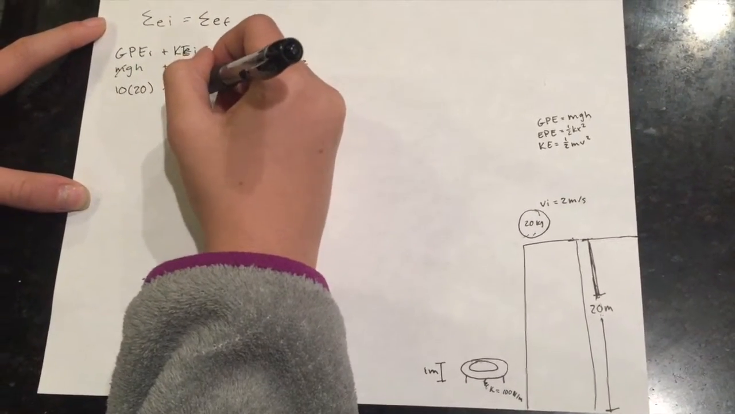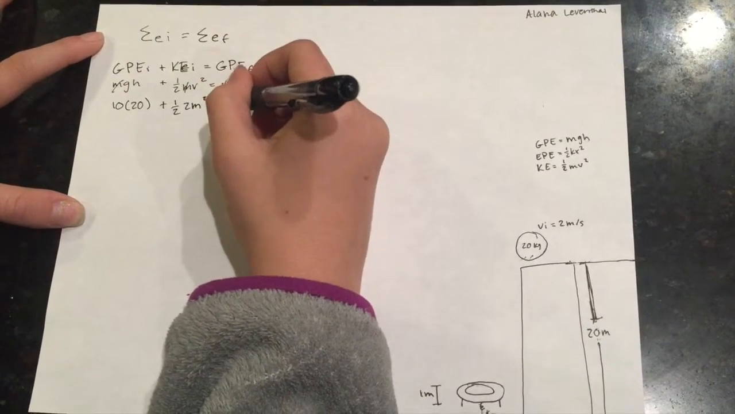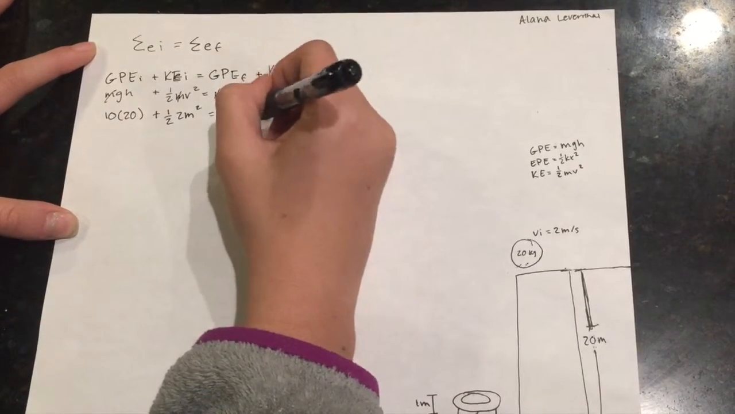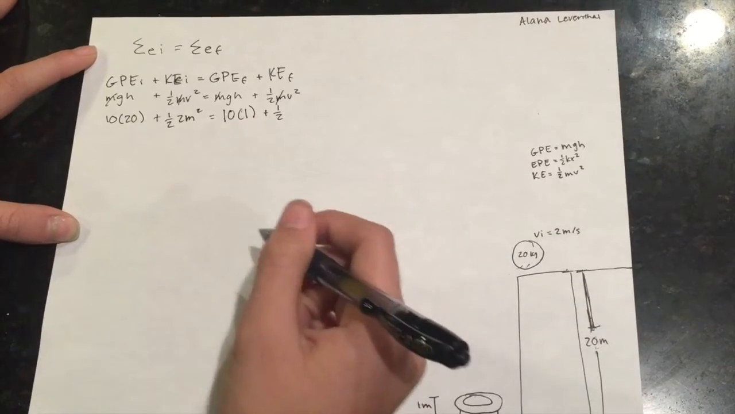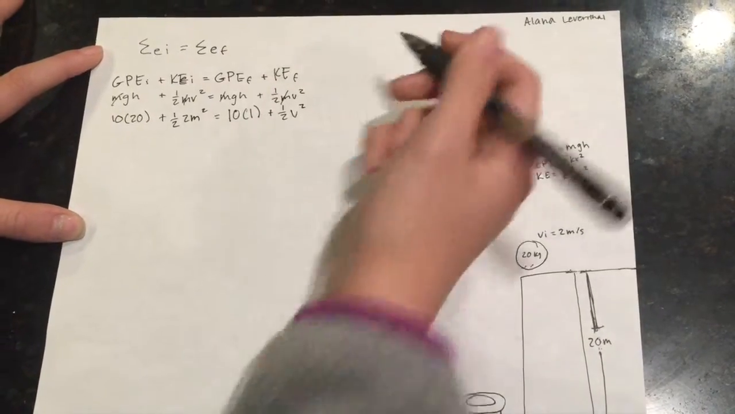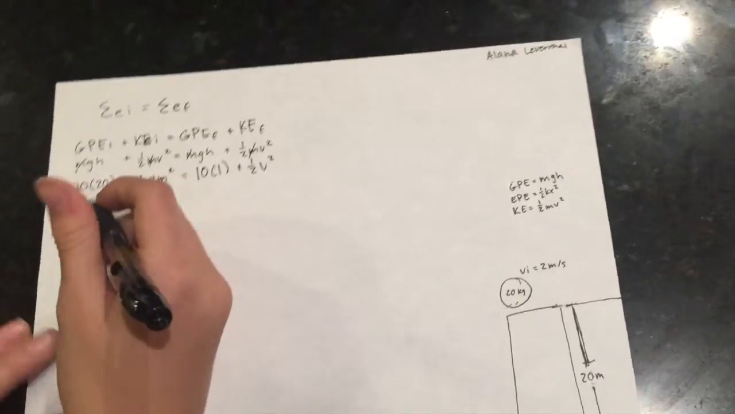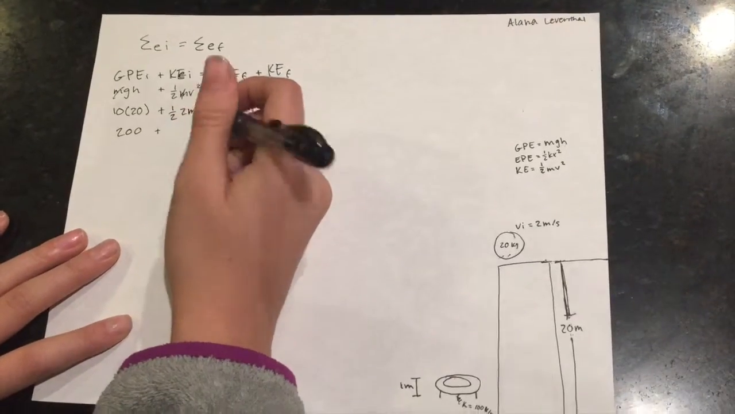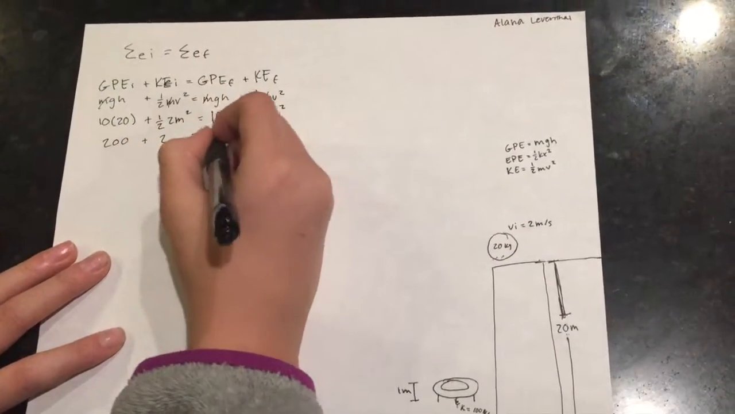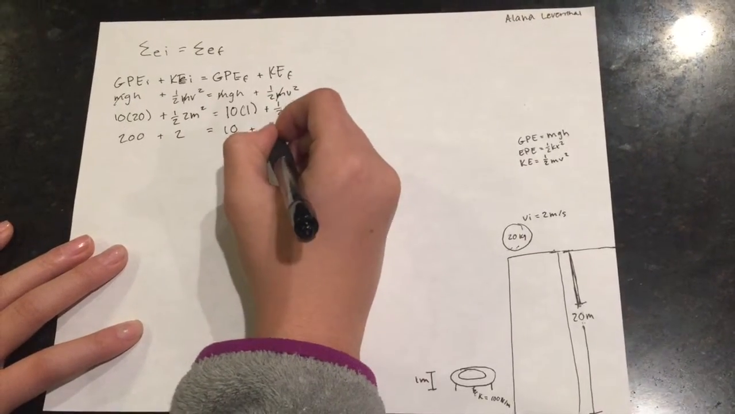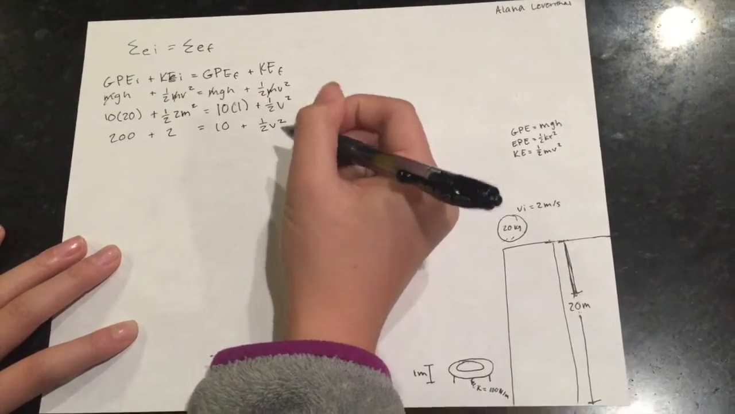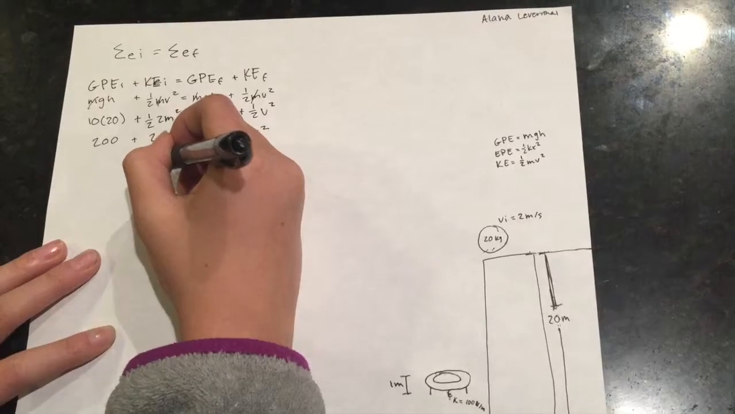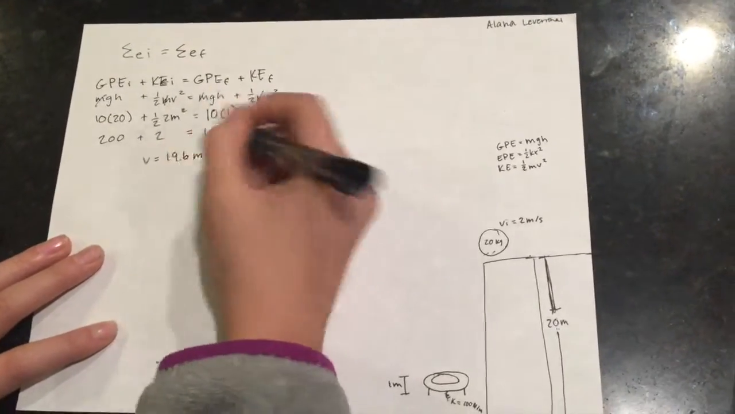meters squared, equals 10 times the height, which is 1, plus 1/2, and then we're trying to find what this final velocity is here. So this will leave us with 200 plus 2 equals 10 plus 1/2 v squared. So by the end, this will be v equals about 19.6 meters per second.